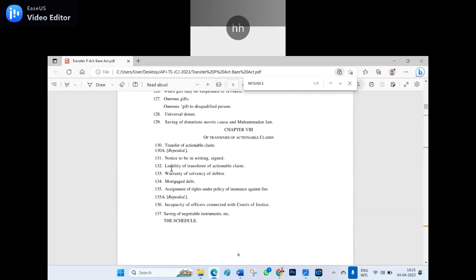130 capital A repeal and 135 capital A repeal. I can ask like that also. I can write something, then I can say mismatch, then you have to find it. 130 capital A is repealed and 135 capital A is also repealed. And I did not ask you because last time several times I asked it earlier.